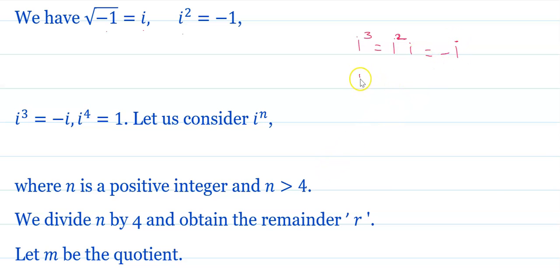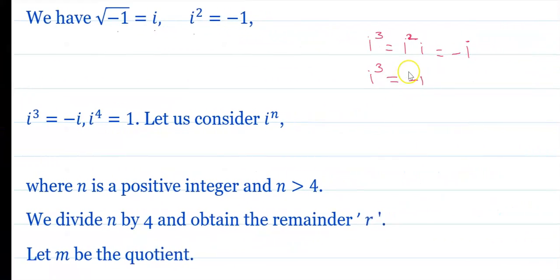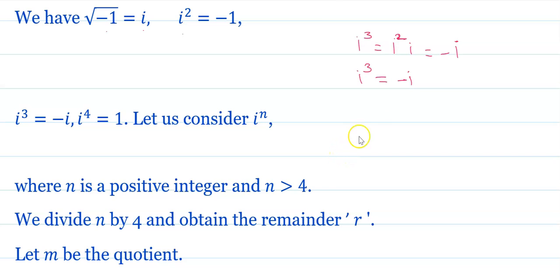Okay. Therefore, whenever i cube comes, its value we treat as minus i. What about i raised to 4? This i raised to 4 can be written as i square, whole square. Means what? Minus 1, in bracket squared. Then you will get plus 1. Therefore i raised to 4 is nothing but 1.